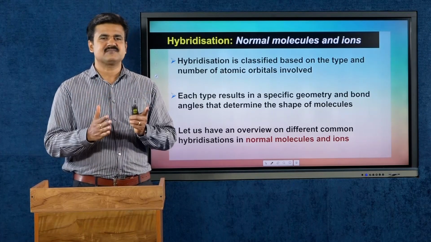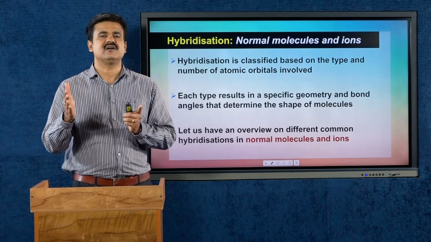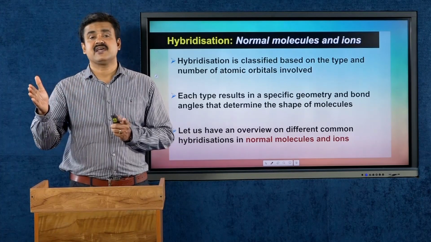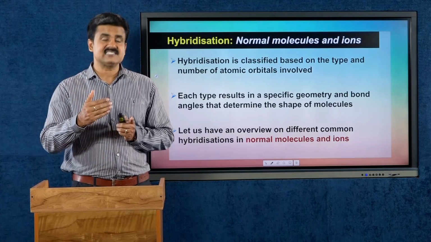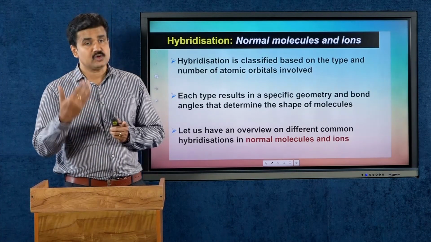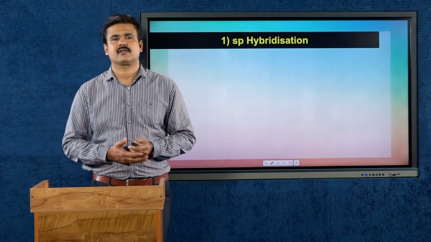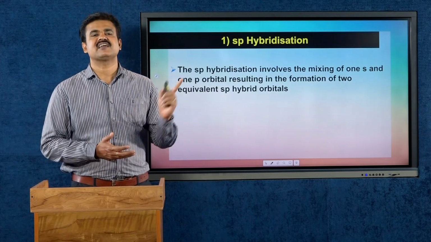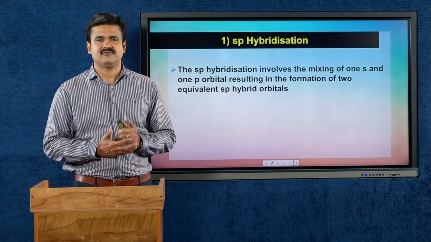That's why in this module we will have a discussion in two parts. The first part covers the hybridization shown by normal molecules and ions, and in the other part we will discuss the hybridization shown by coordination complexes. First of all, hybridization shown by normal molecules, out of which we are dealing with sp hybridization first.